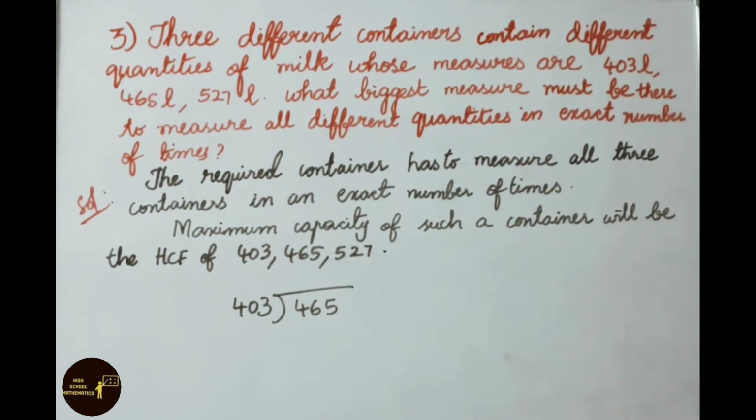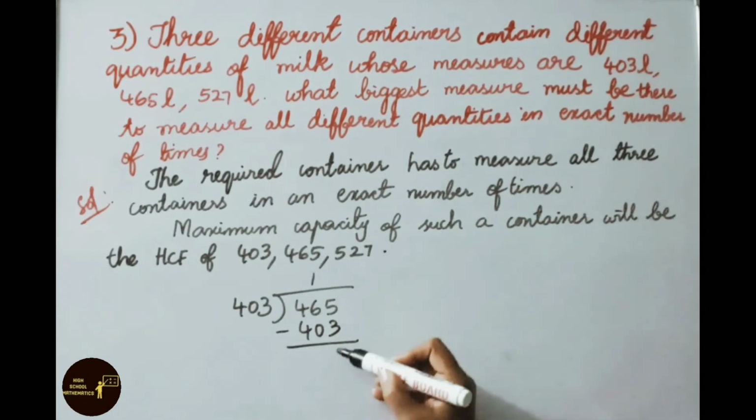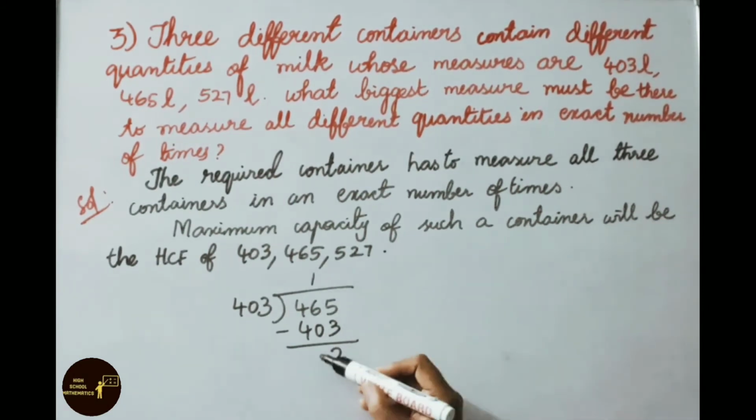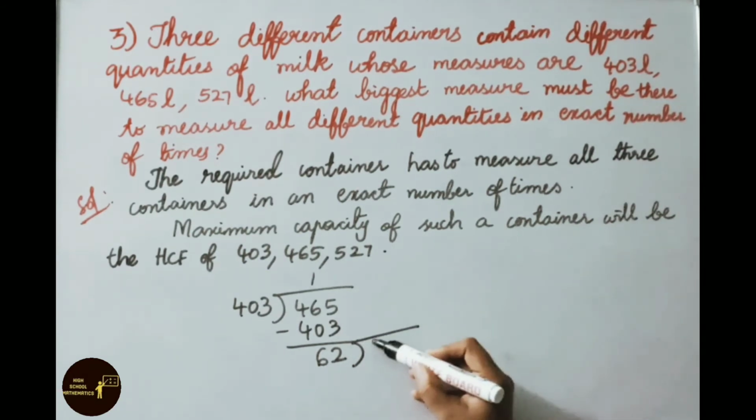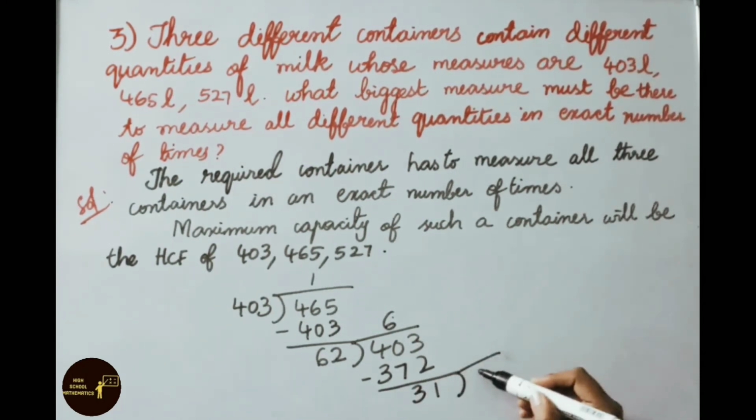Now let us divide 465 by 403. 403 ones are 403. Let us subtract: 5 minus 3, 2. 46 minus 40 is 6. Now with this 62 we have to divide 403. 6 2s are 12, 2 carry 1, 6 6s are 36 plus 1, 37. So 62 6s are 372. Again we have to do subtraction. 3 minus 2, 1, 40 minus 37 is 3. So we get 31. Now with this 31 we are going to divide 62. 31 2s are 62. So we get a remainder 0.